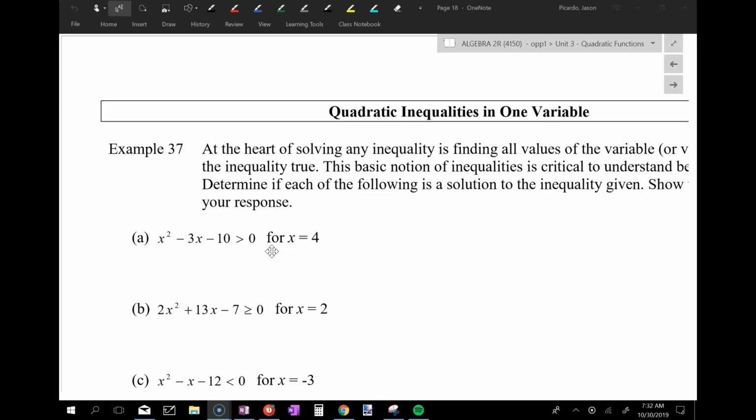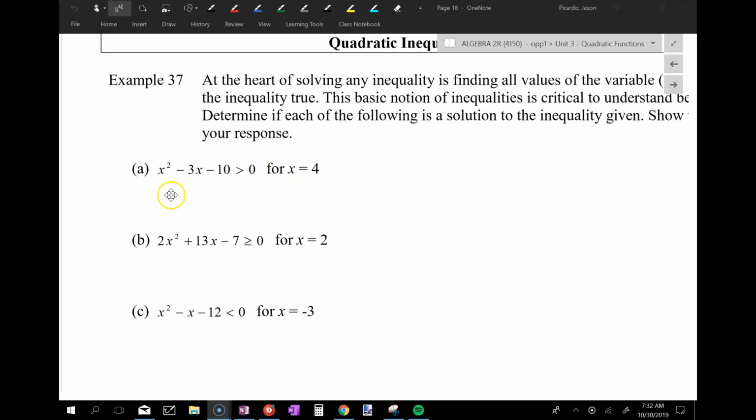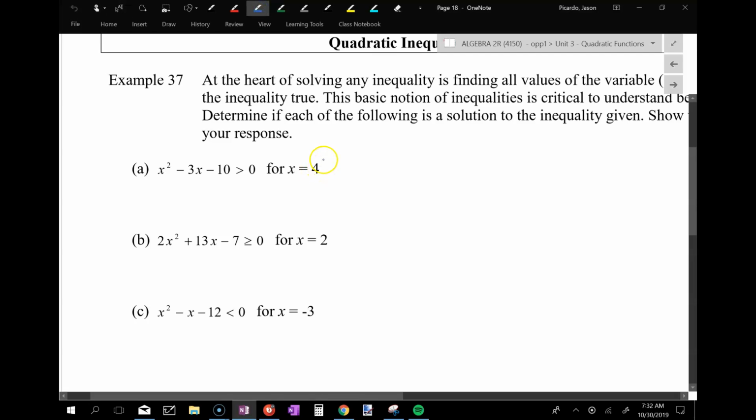Then I have the word inequality, and it's an inequality because I have a greater than sign, right? So, quadratic inequalities in one variable. All I want to do is this. I want to know, does this value satisfy the inequality? What does that mean mathematically? It means if I were to take x equals 4 and do what? Plug it in, right? Does it work? That's all I want to know.